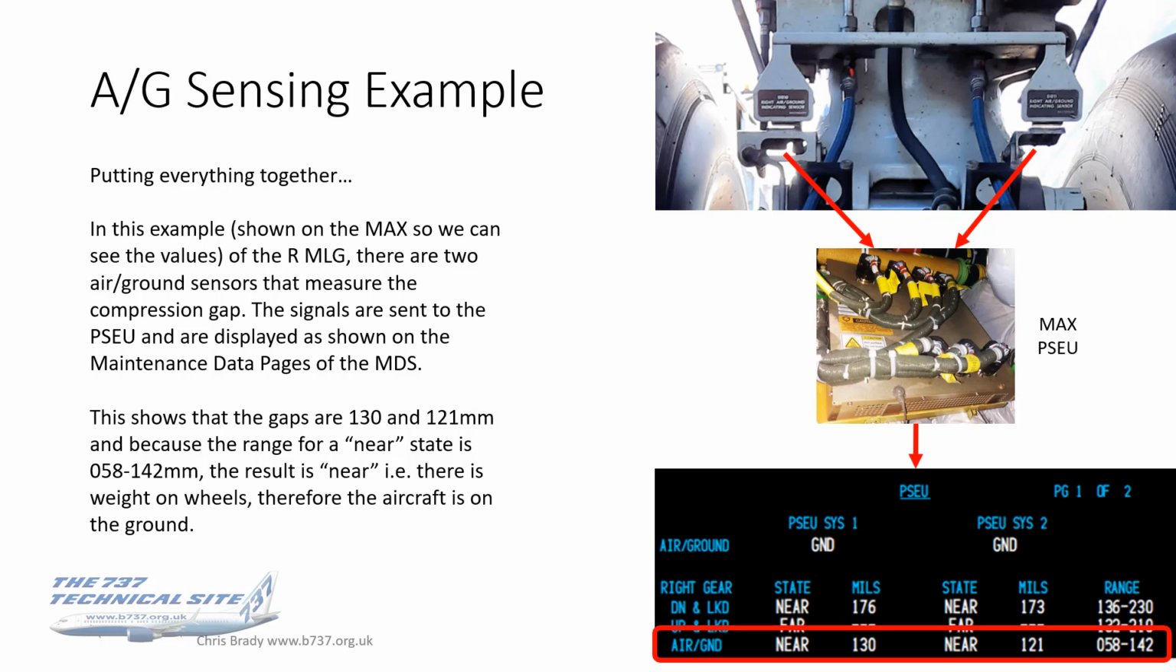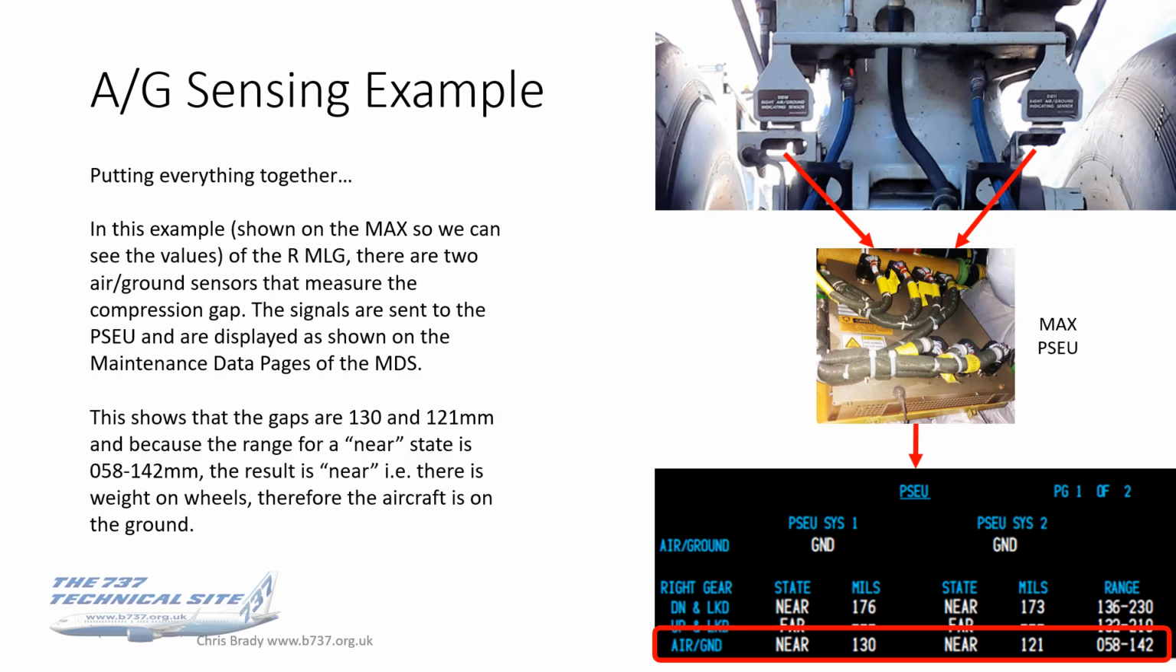So let's put this all together. Photos show you got the sensors on the landing gear. They feed into the PSEU, and you can read the PSEU output on the MAX data pages. So in this example, I've only shown it on the MAX because you can see the outputs of these, but the same thing happens on the NG. You just can't see it as well.